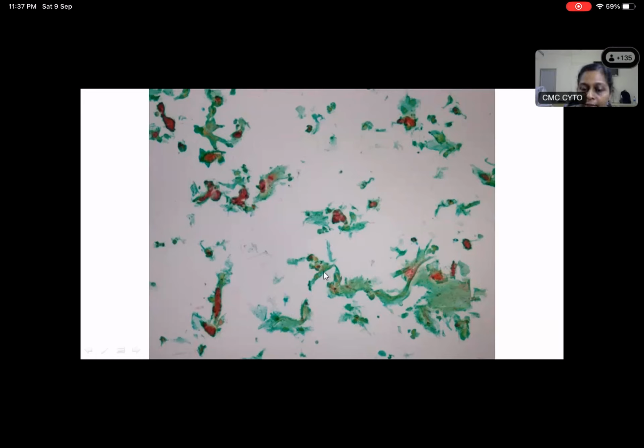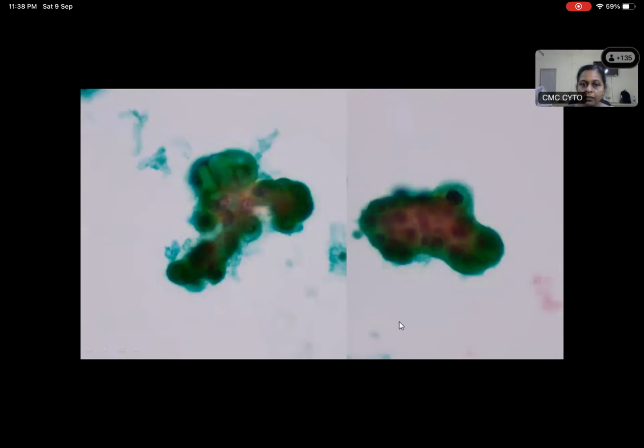So now look at this picture. What do you see here? What is this in the background? It's a dirty background, ma'am. Yeah, some degenerate material is present in the background. And then there are, what are these? It's a cluster of cells, cohesive clusters of cells. Okay. Yeah. Now, can you describe these cells?